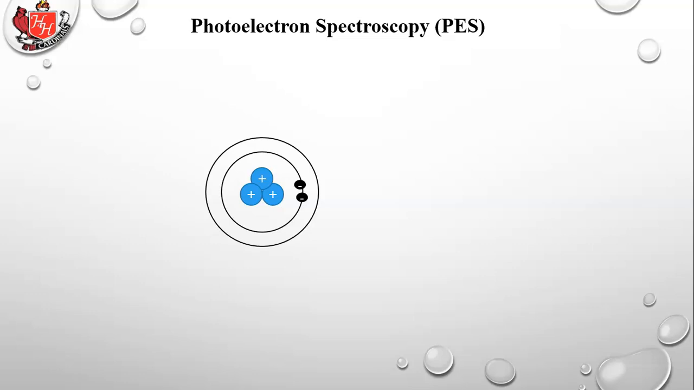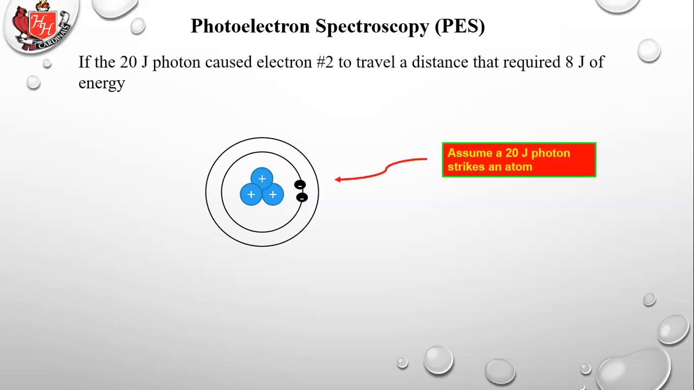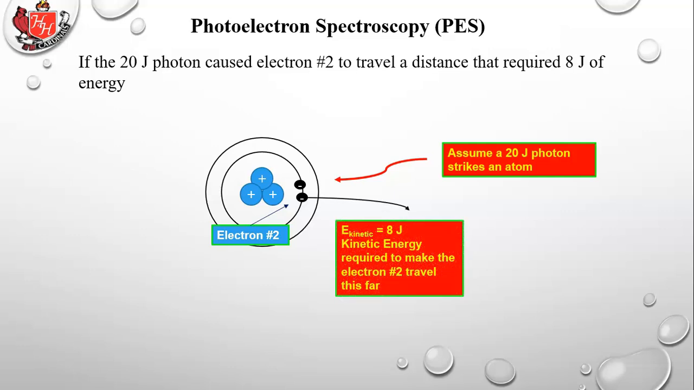We'll take another example. Now that that electron is gone, we'll say a 20 joule photon strikes another one of the electrons there, and we'll call this one electron number 2. And let's say it travels a distance that requires 8 joules of energy. So there it goes. So what's the ionization energy of that particular electron? Well, 20 joules came in, the electron came out with 8 joules, so that's a difference of 12 joules. What happened to those 12 joules? That's the ionization energy. That's the amount of energy it took to break that electron away.